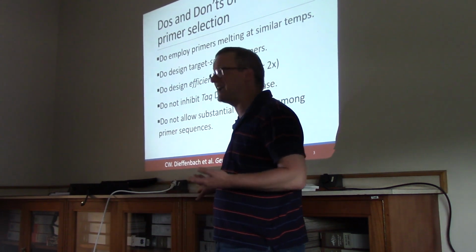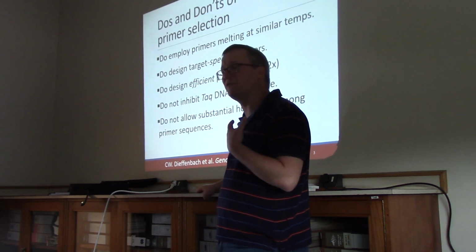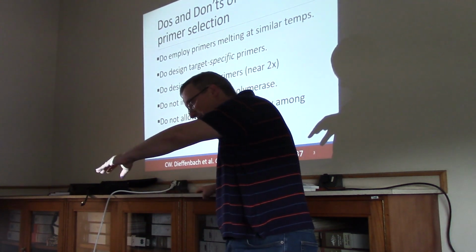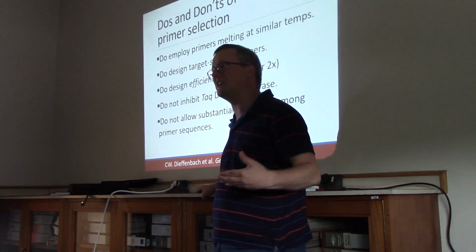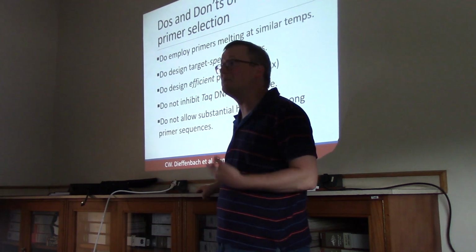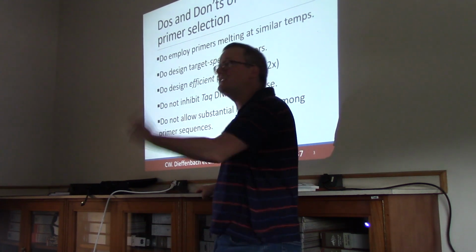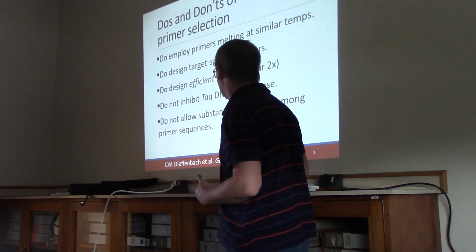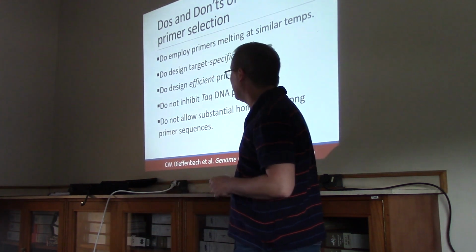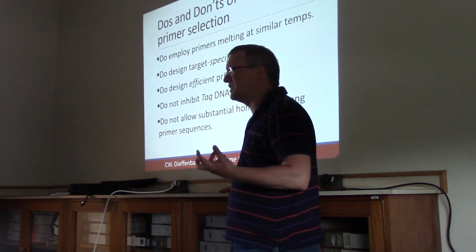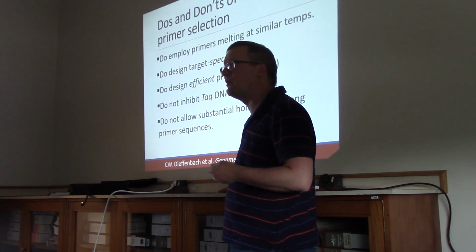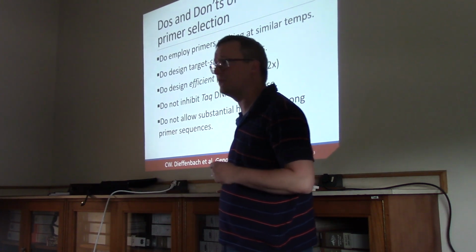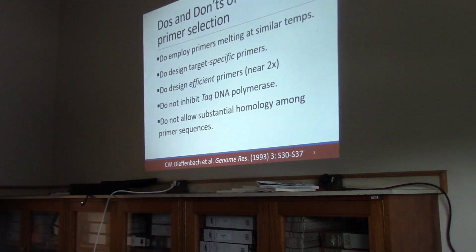Don't inhibit Taq DNA polymerase. Obviously, if we're using the Thermus aquaticus enzyme for synthesizing the DNA, it's going to be a problem if we're preventing it from functioning by using sequences that stick to it. So that's not great. And one of the most challenging things that comes about is the problem of homology among the primer sequences that we use. So what does that look like?